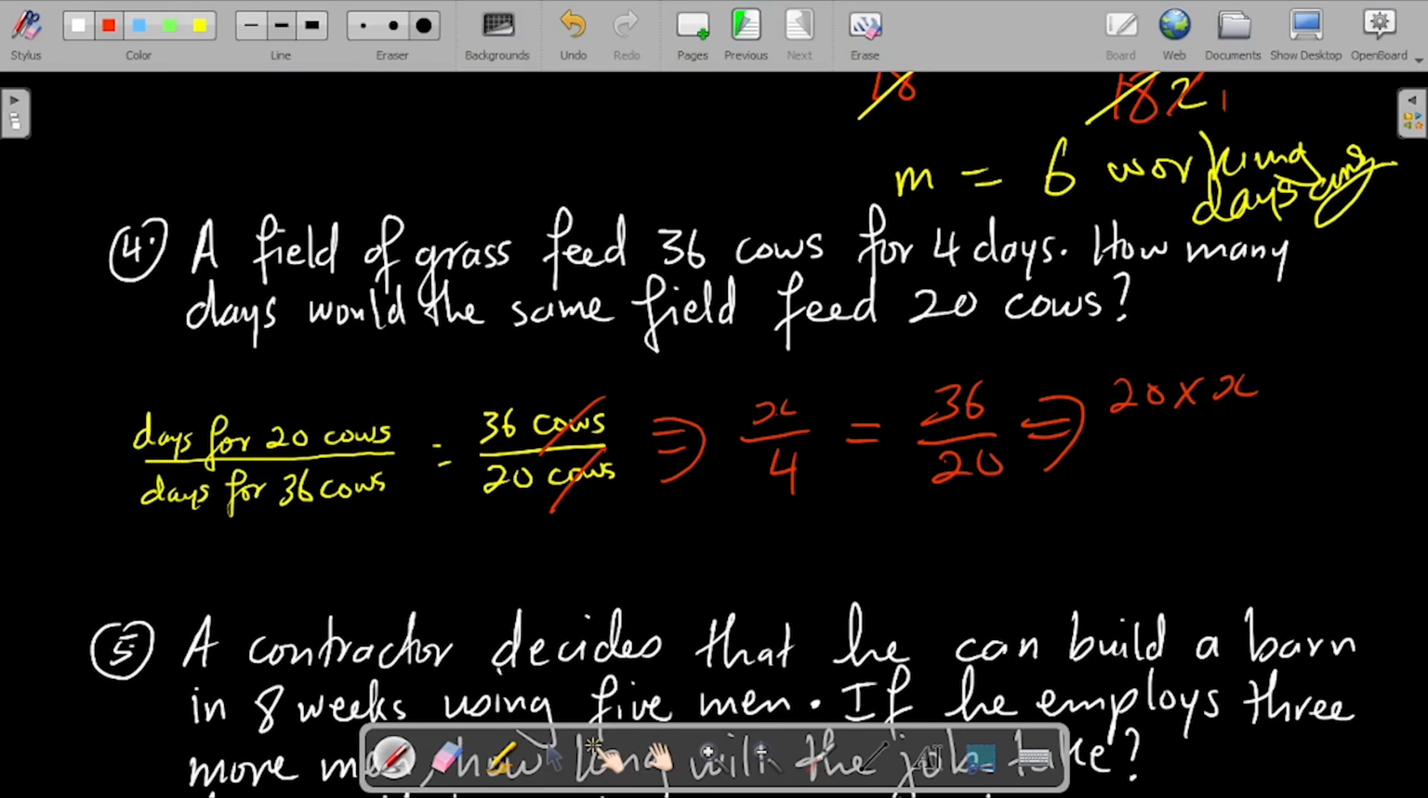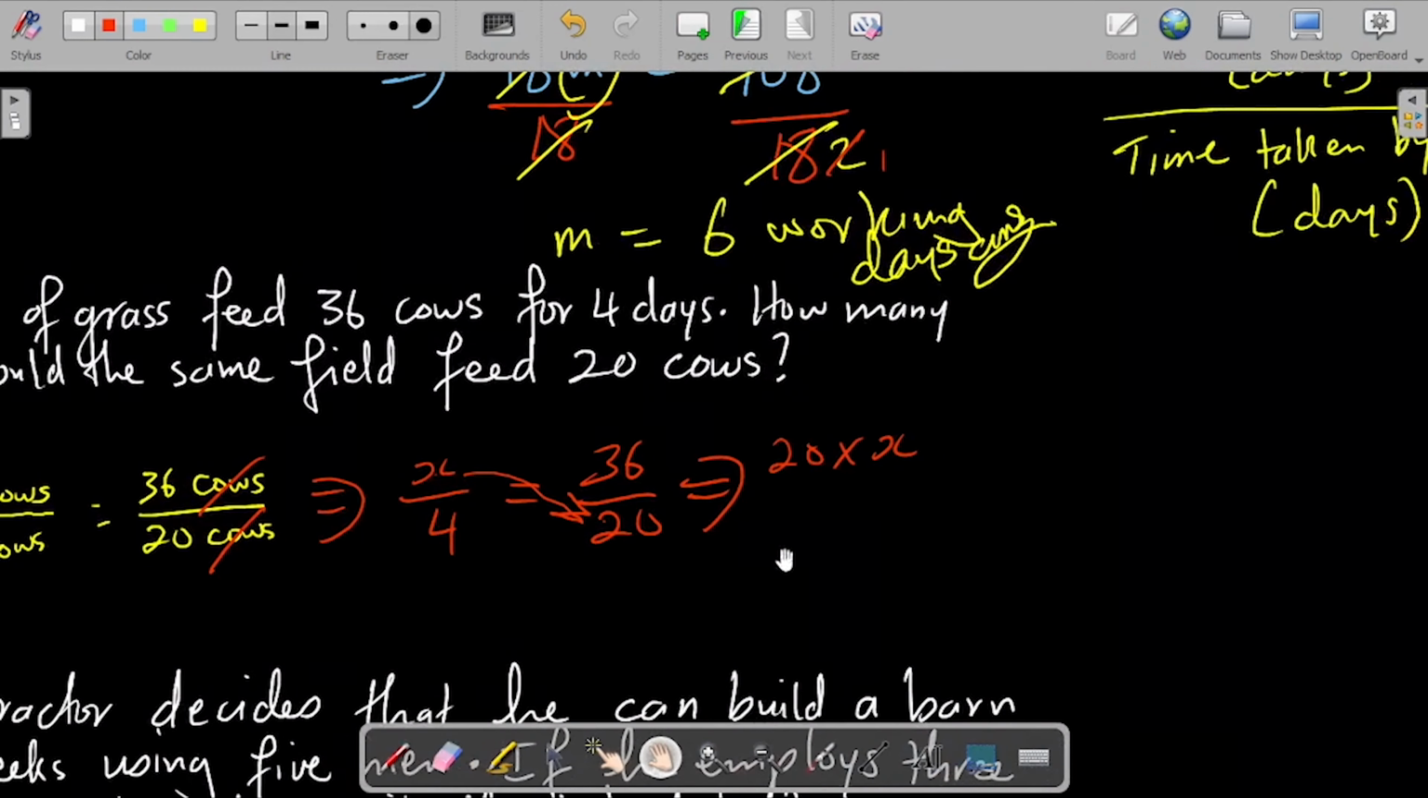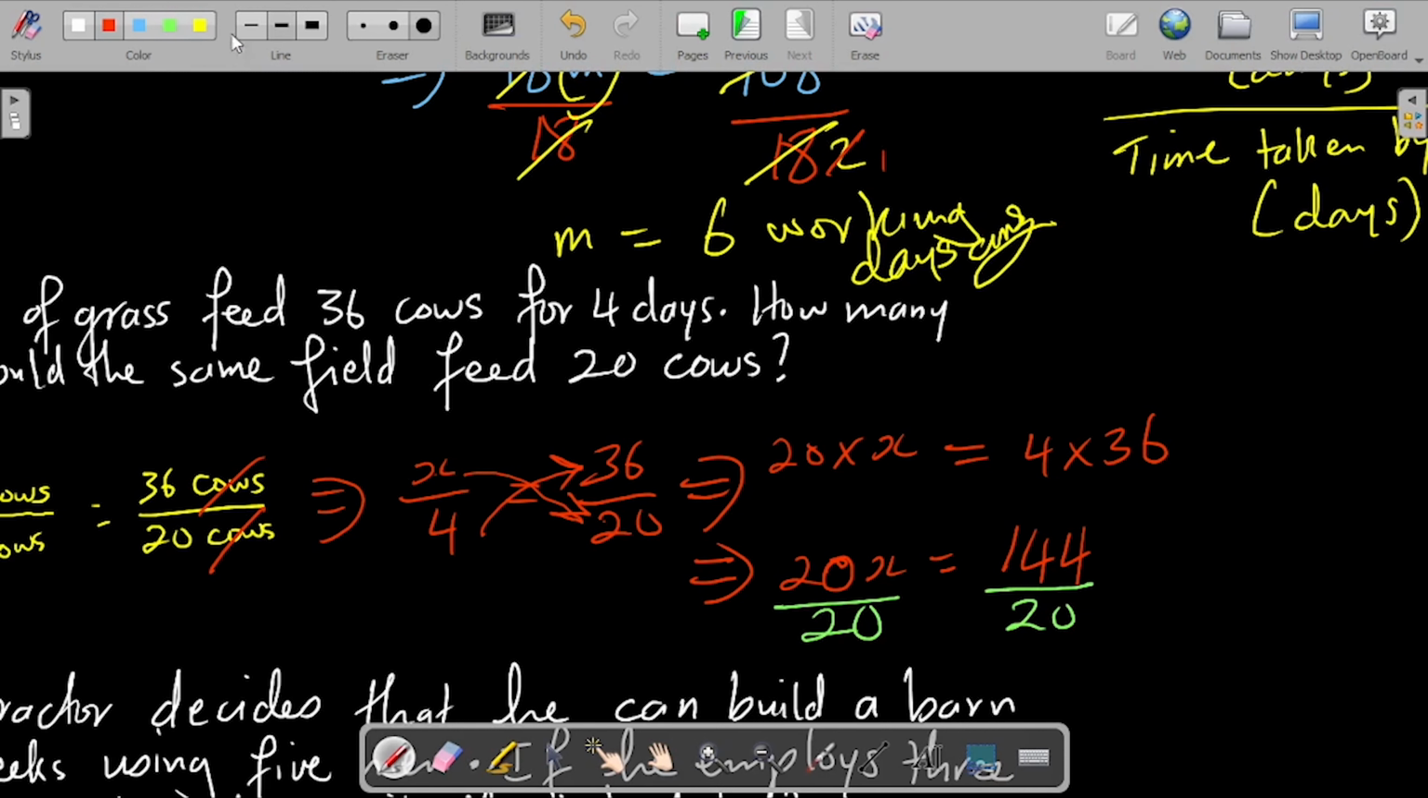Multiplication is commutative, order does not matter. And you make that equal to 4 times 36, or 36 times 4. As I said, order does not matter. So 20 times x is 20x, equals 4 times 36, that's 144. Okay, so we can divide by 20 on both sides. 20 cancels off 20 on the left and we are left with x. So it follows that x equals 144 divided by 20.